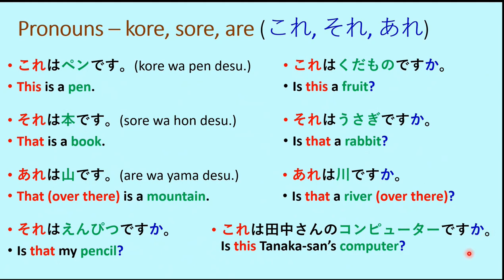So this is all about kore, sore, and are. That means this, that, and that over there. I hope this is clear since this is very, very easy to understand. And the sentences that we have used here are also very simple sentences. So we have both affirmative or normal generic sentences and also some interrogative sentences to bring out the differences between kore, sore, and are.